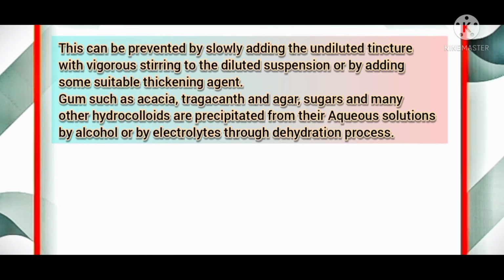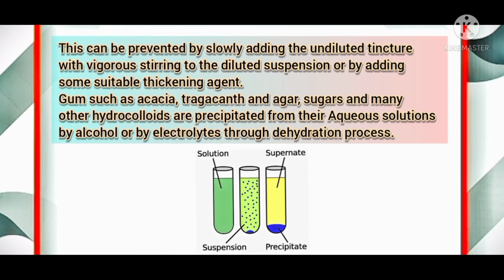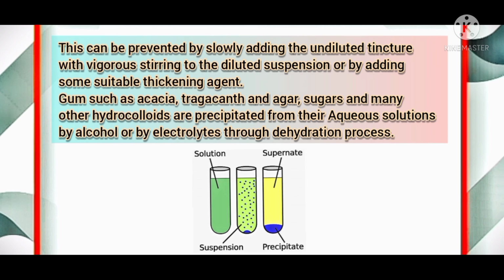This can be prevented by adding undiluted tincture slowly with vigorous stirring to the diluted suspension or by adding a thickening agent to it. Acacia, tragacanth and agar, other hydrocolloids and sugar are precipitated from their aqueous solution by a dehydration process by electrolytes and alcohol. Dehydration means removal of water by evaporation from a solid substance.